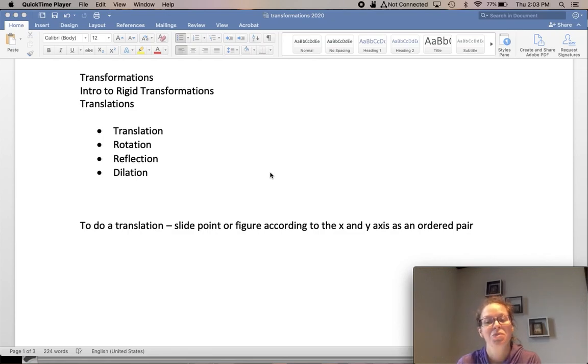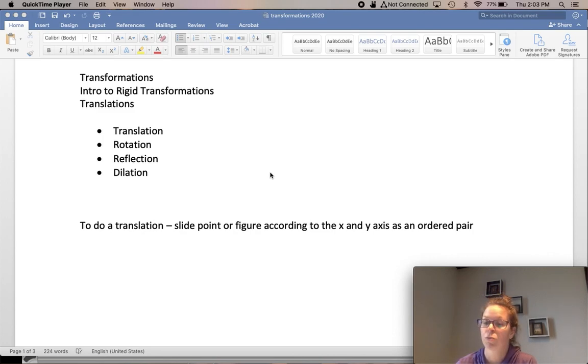We are beginning a new unit today on something called transformations. So today we're going to look at an introduction to what transformations are, and then we're also going to look at the first type of transformation, and then we'll take each type in different lessons after that. So a transformation is taking a figure and changing it in some way.